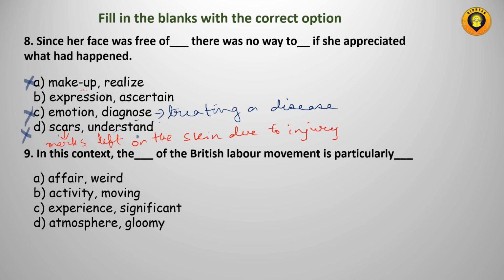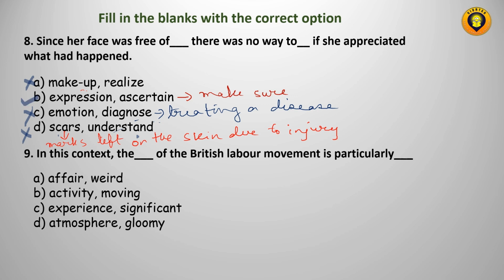So we are left with one option which is actually correct. Her face was free of expression. She didn't express anything. And that's why we couldn't ascertain. Now, what does ascertain mean? Ascertain means make sure. When we use the word make sure, we are actually emphasizing that she had appreciated. So her face didn't have any expression. So logically also, this B number would be the correct option.